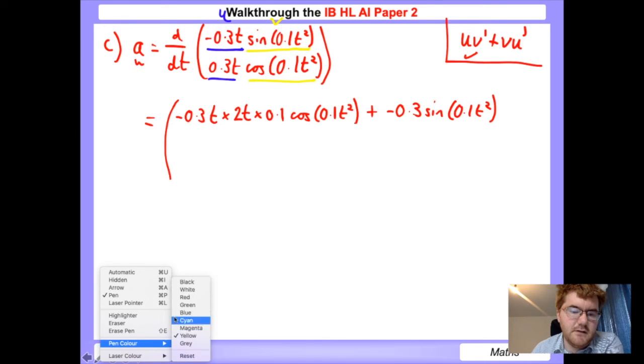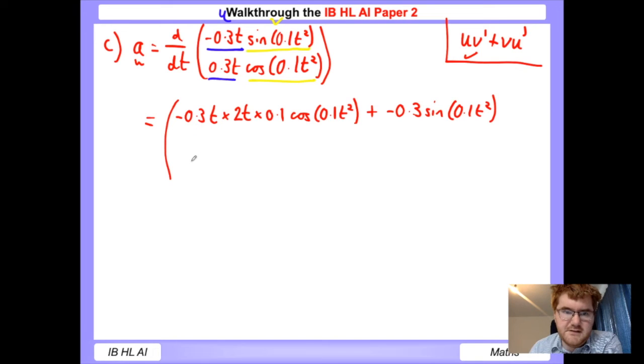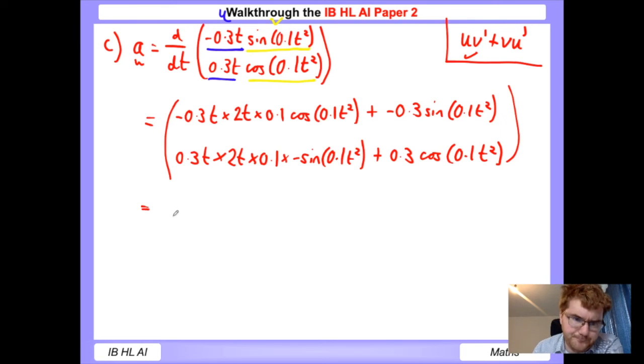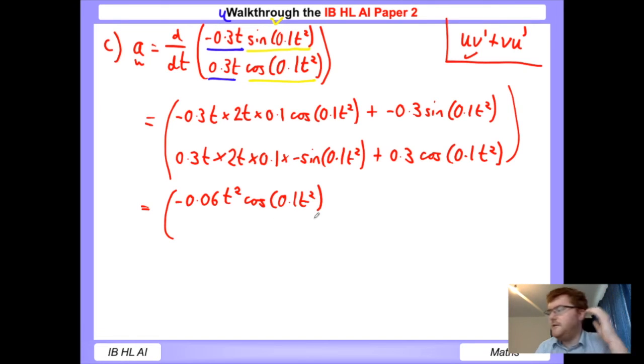So if I do this, let's go for it. This is going to stay the same. Differentiate this. So I get a 2t, I get a 0.1, but this is going to change to a minus because you've got cos to negative sine. And the other way around is always a bit easier, so we get 0.3 cos 0.1 t squared. And now we're going to simplify this. So let's think. It's minus 0.3 times 2, 0.6 times 0.1 is minus 0.06 t squared cos. I think I've got this the other way around to the mark scheme, but that's fine.